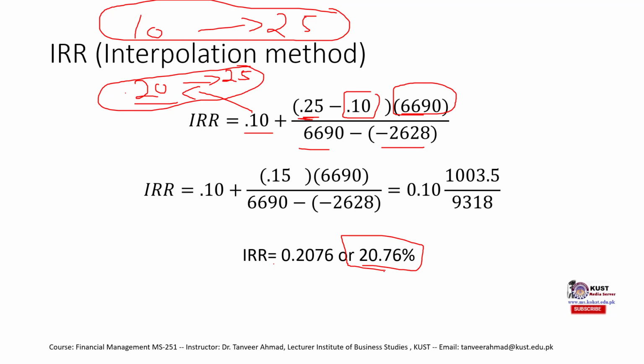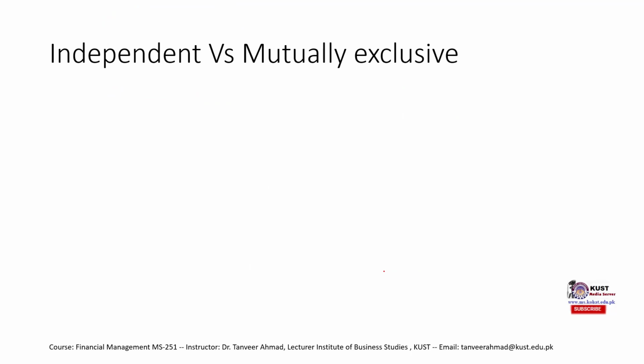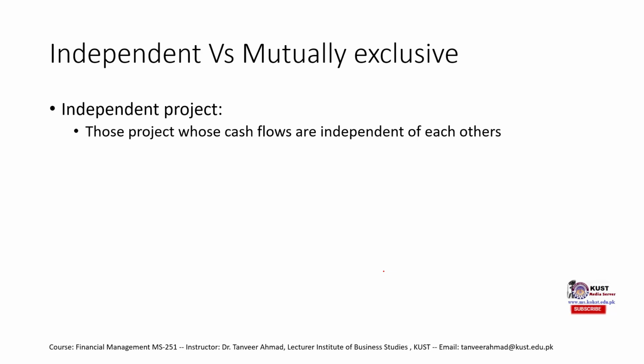Okay, so this was another example of IRR. I hope now the idea would be clear. Okay, so let's move towards our next topic, which is independent and mutually exclusive projects. So we have two different types of projects, one is called independent project and the second one is called mutually exclusive project. Now, what is independent project? Independent projects are the projects whose cash flows are independent of each other.